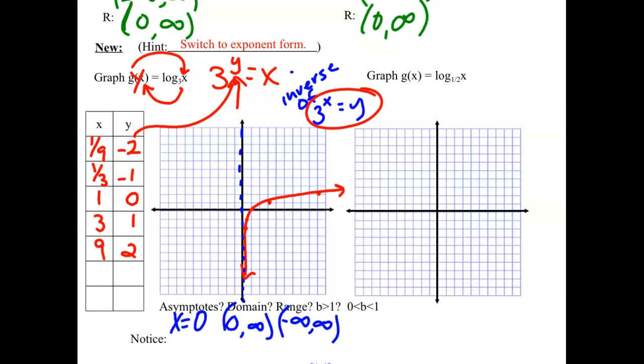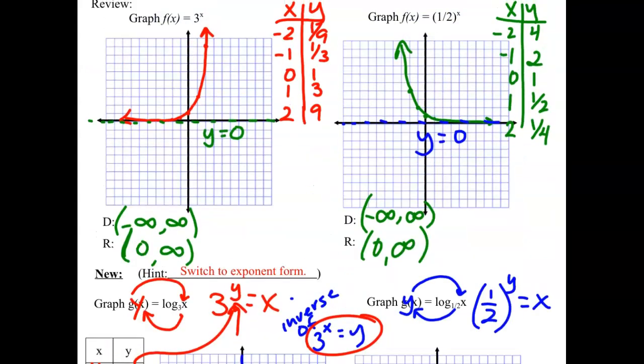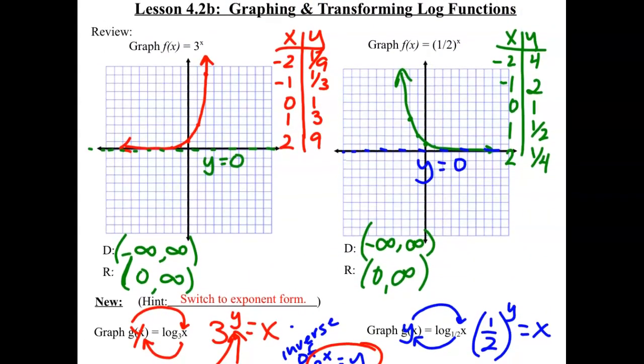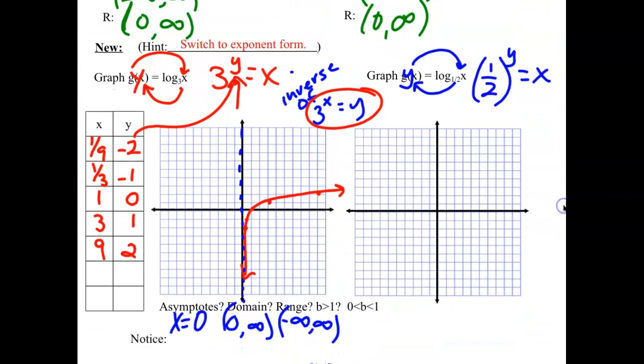G of x equals log base 1/2 of x. If we write this exponentially, we're saying 1/2 to the y value should get us to x. Again, that is just the inverse of what we did right above it. Okay? So we're going to pick our y values again.